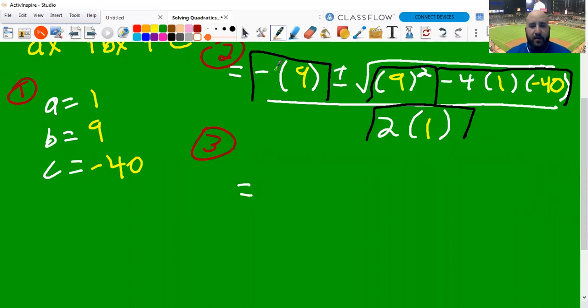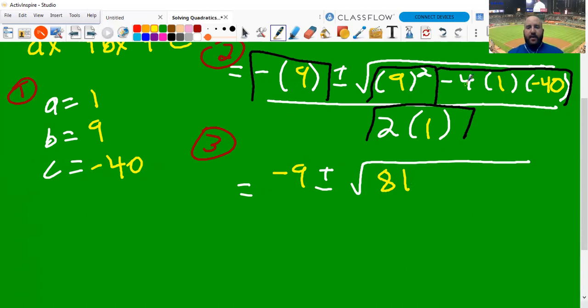All right. So negative 9. I want the opposite sign of positive 9, which is negative 9. Again, there's only one negative here, so I can just bring it down as negative 9. Plus or minus square root. 9 squared is 81. So negative 4 times 1 times negative 40. What I forgot to mention on the first problem, because the first problem we wound up having the same thing, it was negative 4, 1, and negative 15.